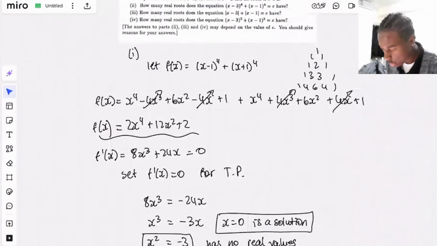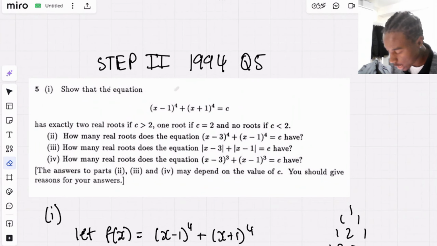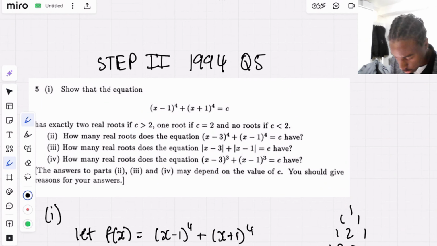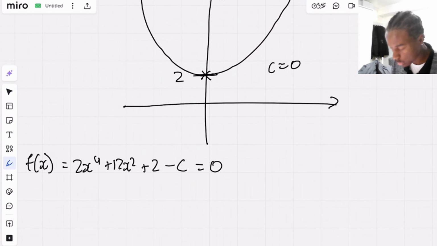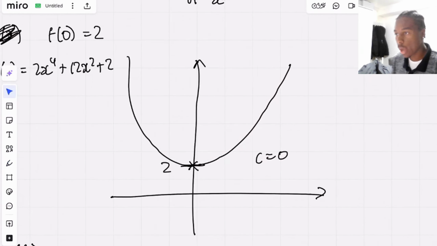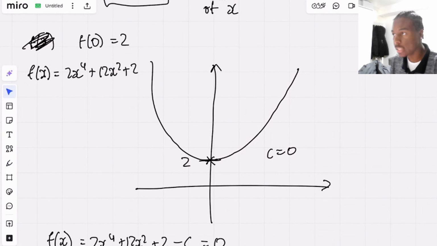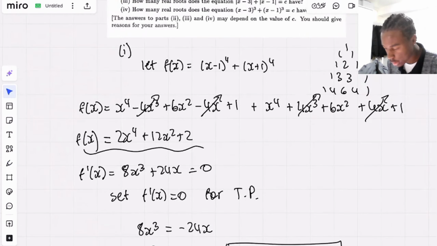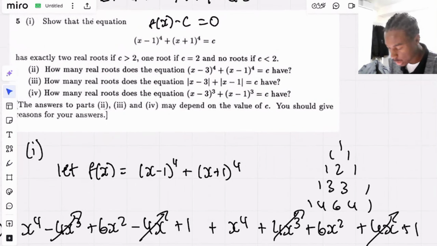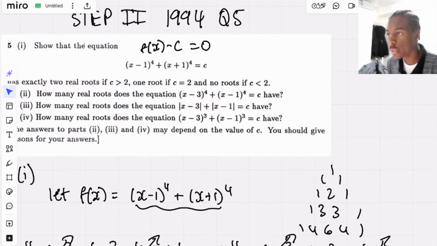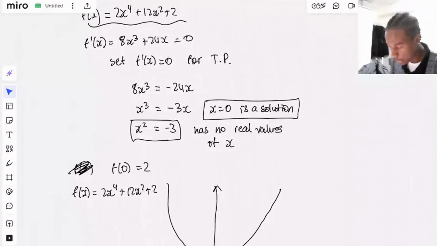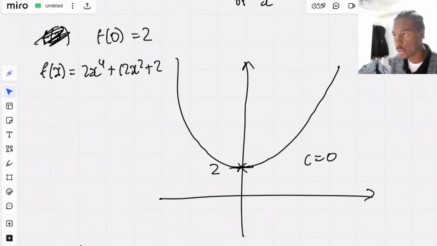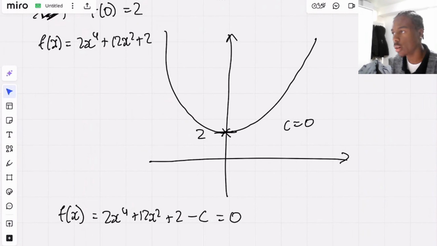So remember, if we go back to the question, we have our function f of x minus c equals 0, which is what we have here. So what I'm graphing now is when c is equal to 0, because if we go back, I let f of x equal this thing here, and that's equal to c. So if I take away c, I'm going to have minus c, but when c is 0, I essentially just have the function that I've graphed.